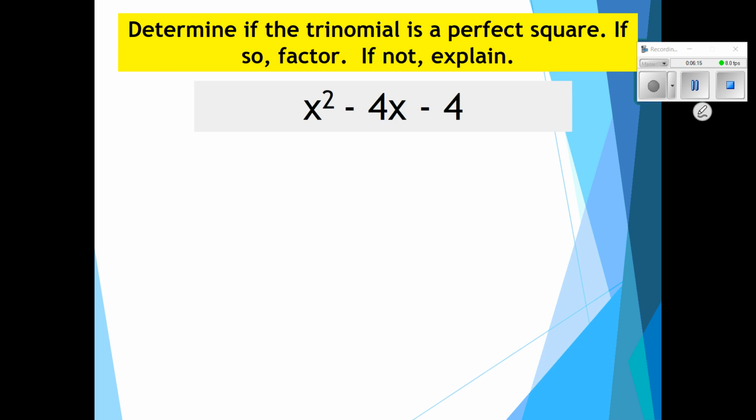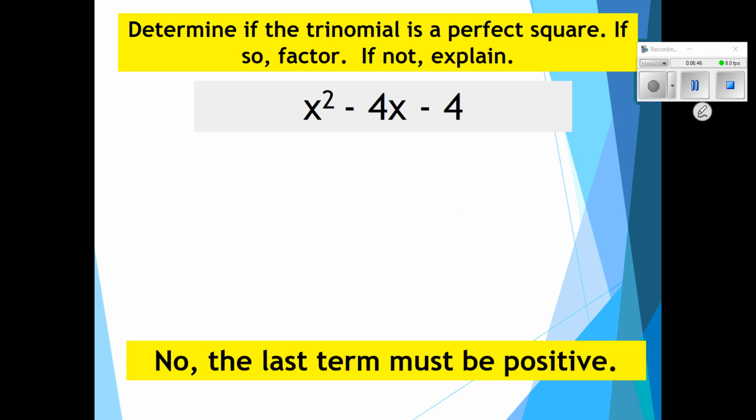On this one right here, you can tell by there being a subtraction sign that this is not going to work. Because the square root of 4 is 2. 2 times 2 is a positive 4. If it happened to be a negative 2 squared, negative 2 times negative 2 is also a positive 4. This sign right here has to be positive, or this does not work. So this is also not a perfect square trinomial because of that subtraction sign there at the end. The last term must be positive.